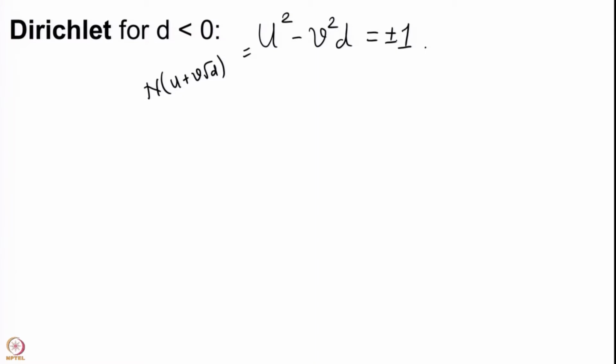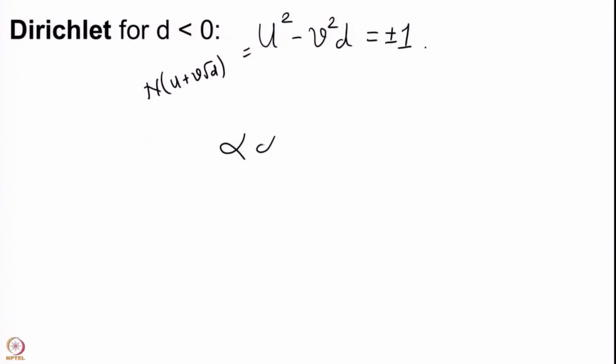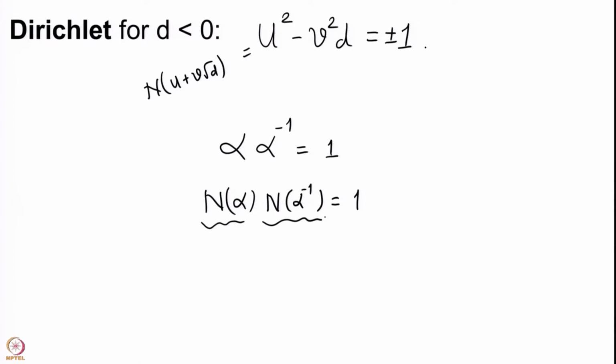We have noticed that when u is a unit, its norm is a unit in Z, because if alpha is a unit, then there is an alpha inverse also in OK, such that this product will give us 1, and therefore norm alpha into norm alpha inverse will give you norm 1, which is simply 1, and these are both integers. So, you have a product of two integers equal to 1, then both the integers will have to be either plus 1 or both will have to be minus 1.